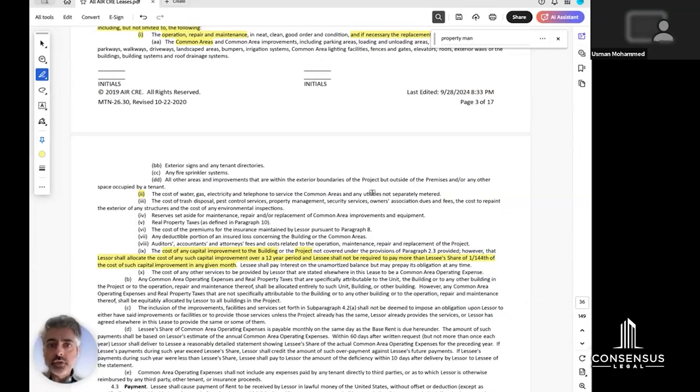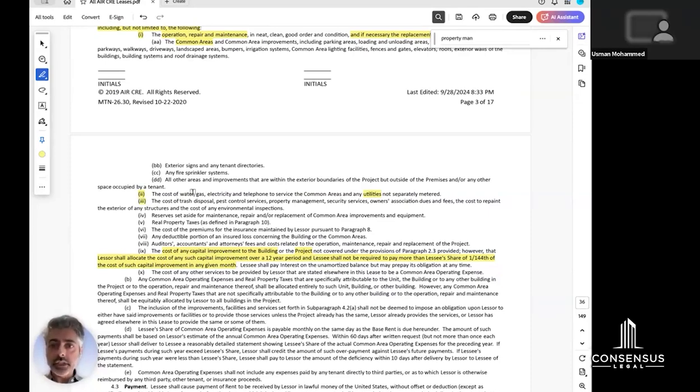Item 2, utilities, common area utilities can be charged. So lessor can pass through the cost of electricity, lighting for the parking areas, for example. Utilities for a particular premises that's separately metered, of course, lessee pays that separately. But this is common area utilities. Lessor can pass through this.